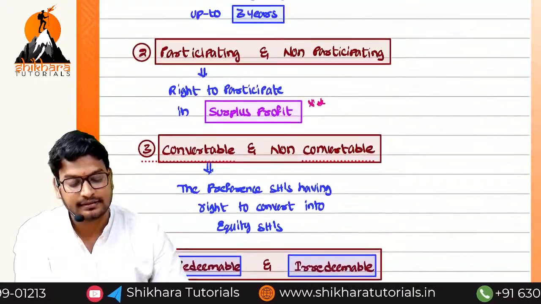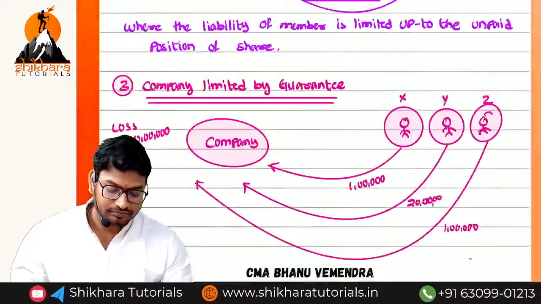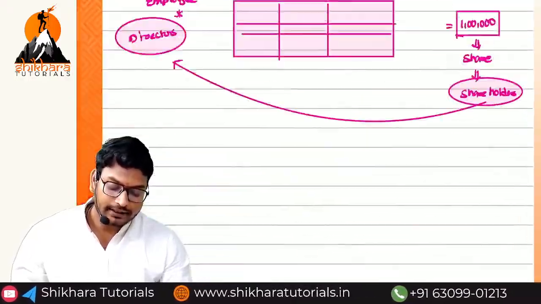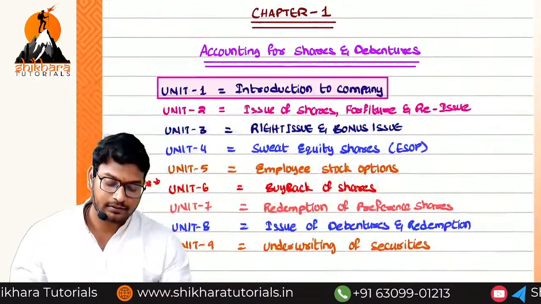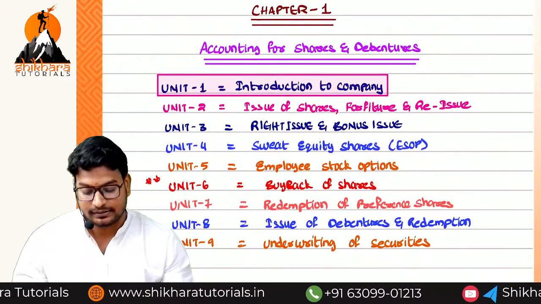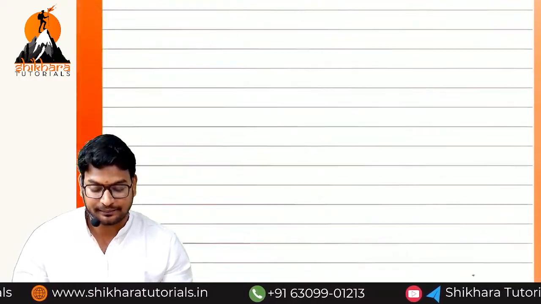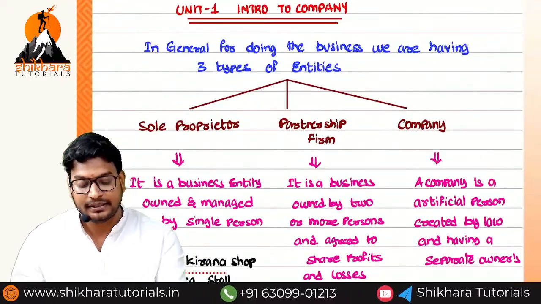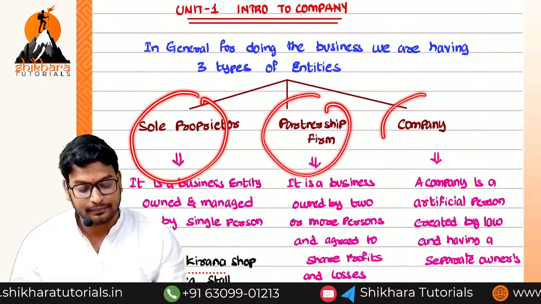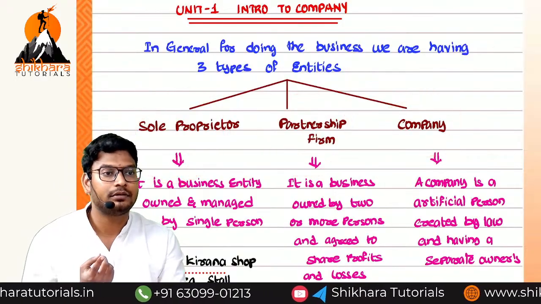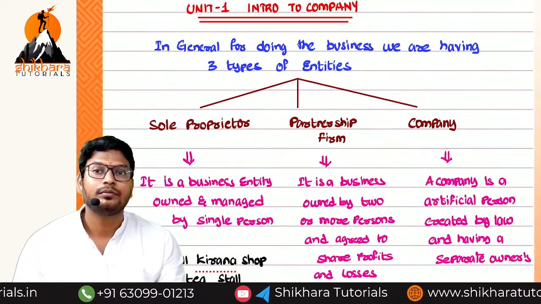So these are the discussions we have seen in today's class. What are the discussions, ma? Overall introduction we have completed. We started the discussion with unit 1, introduction to companies, but we have gone to unit 2 also. What is unit 2, ma? Issue of shares. So here the business can be done in how many forms? 3 forms: sole proprietor, partnership and company. Only one means sole, more than one means it is called what, ma? Partnership.